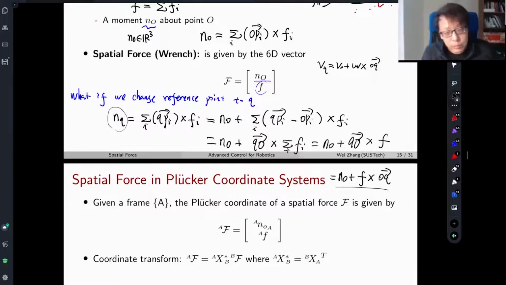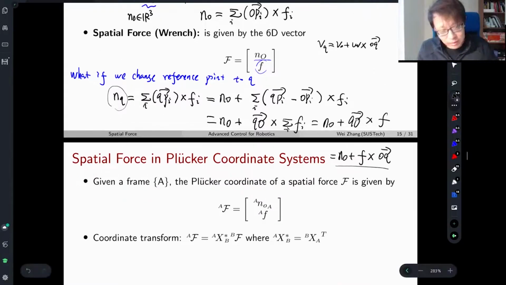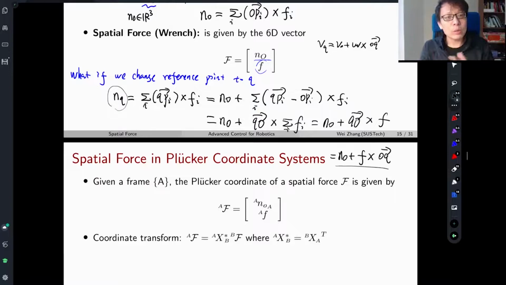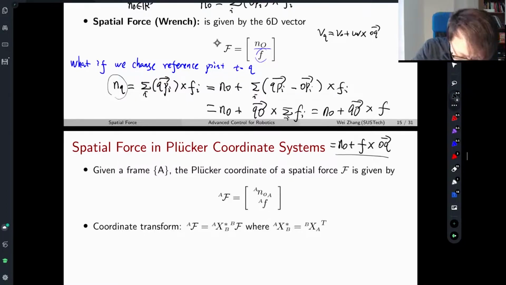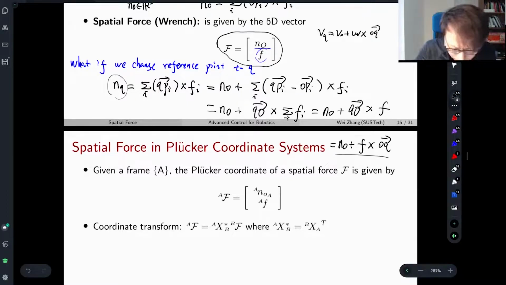Okay, in this case, we can put them together. But we didn't put omega first, we put N_O first. That's because of other things, because F transpose twist will give me power. Anyway, that's the introduction for the general overall effect about force or moment. Let's call that wrench. The 6-dimensional thing is called wrench.